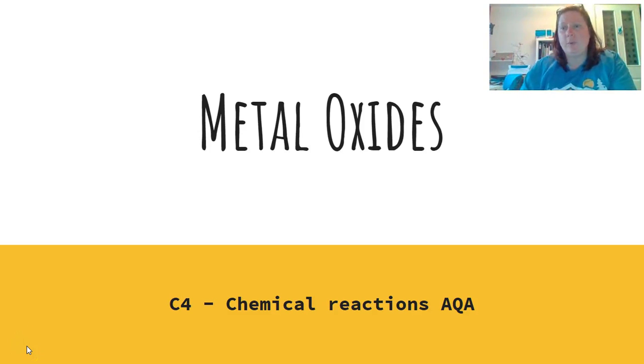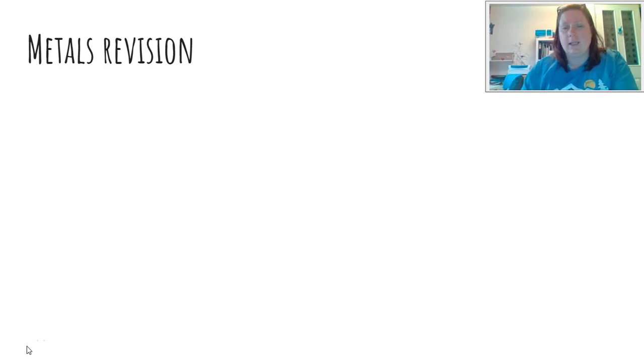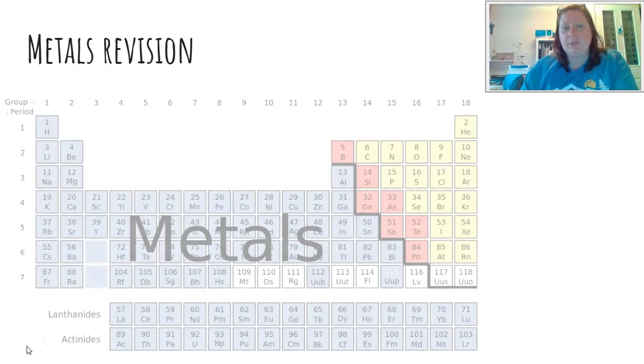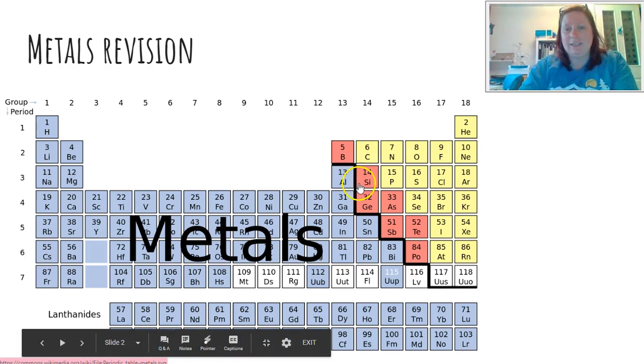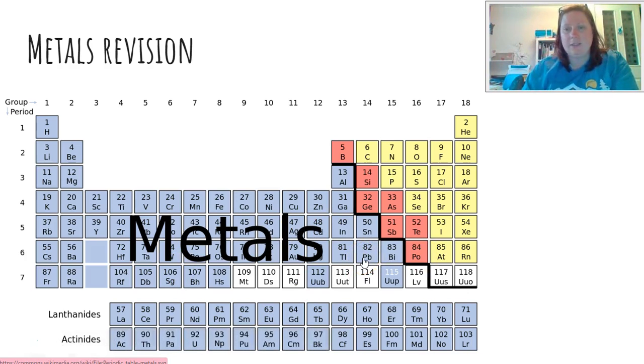Hello, a quick follow-up from today's lesson about metal oxides. We talked a little bit about metals. You should know that metals are found on the left-hand side of the periodic table. These are all the elements on this side of the zigzag line here. Okay, these are all the metals.